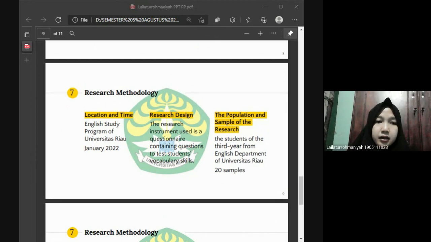And then there is the population and sample of the research. The population of this research is the students of the third year from the English Department of Universitas Riau, because they had already passed many subject courses after 3 years, and they've been taught vocabulary for 3 years. And then the sample: the research will take 20 students of the population as the sample in this study, but it can be changed maybe after some revisions.